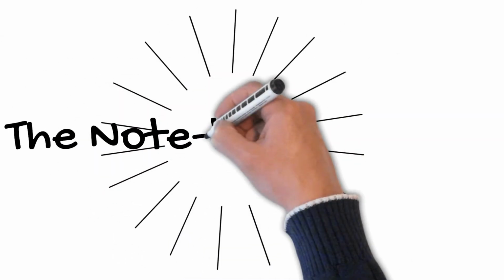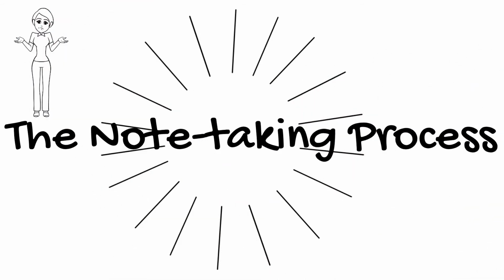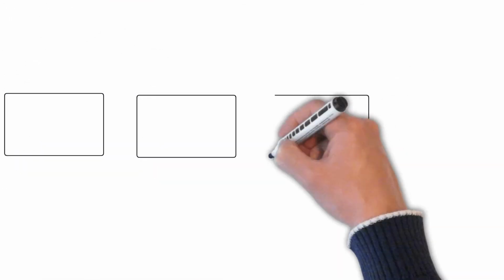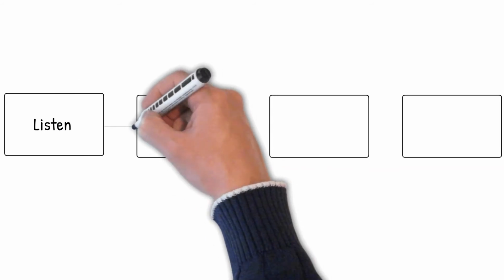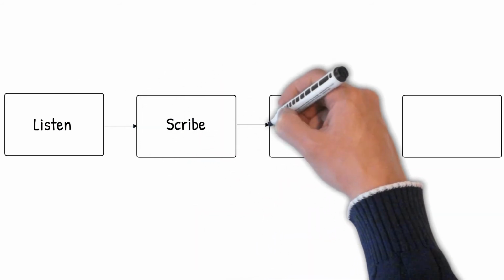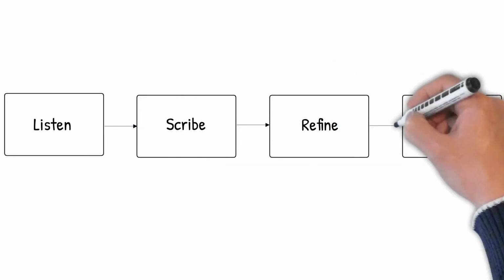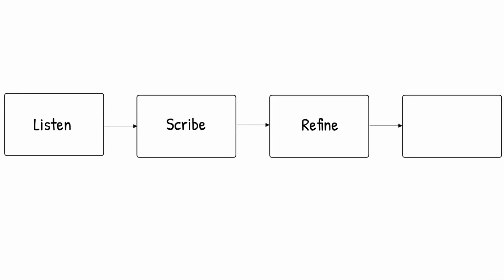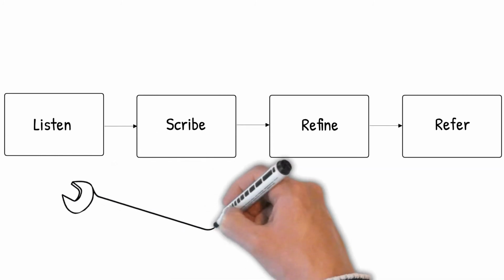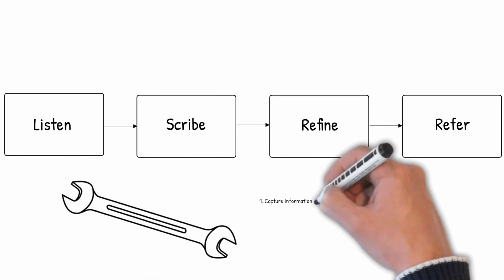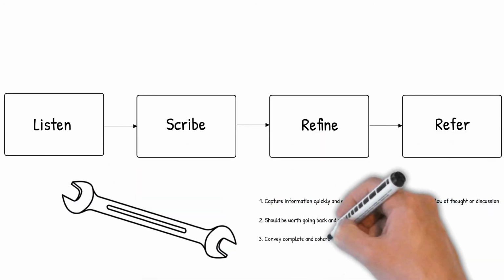Let us now look at the note-taking process. The note-taking process has 4 logical stages. Listening during a session, scribing during the session, post-session analysis and cleanup of the notes after the session, and referring back to the notes at a later time. All 4 stages can be optimized to ensure that the process attains the note-taking goals.